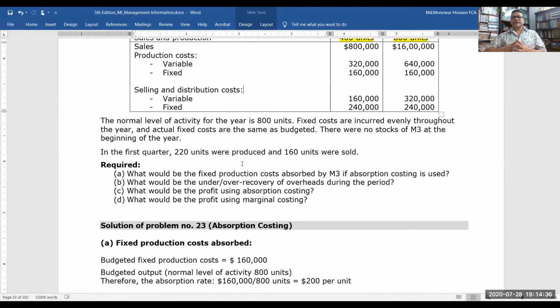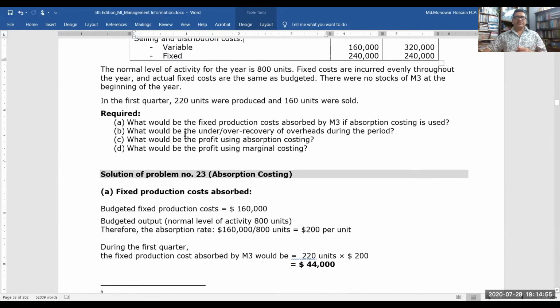Fixed costs are incurred evenly throughout the year, and actual fixed costs are the same as budgeted. There is no stock of that product at the beginning of the year. In the first quarter, 220 units were produced and 160 were sold. From this, we have to calculate the fixed production cost absorbed by M3 if absorption costing is used.